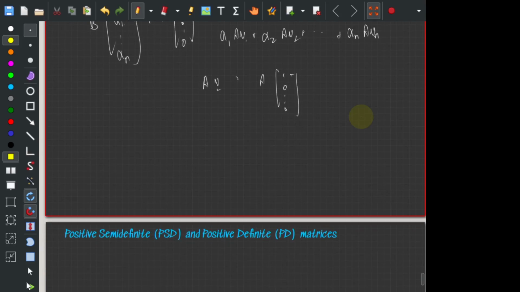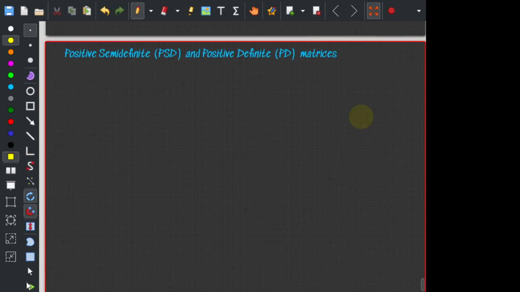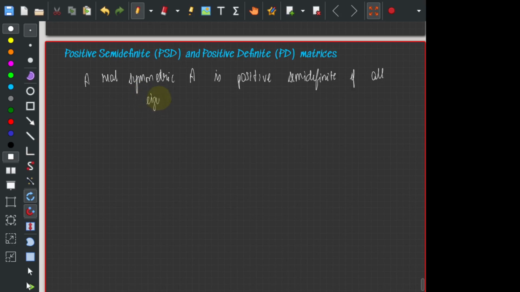Okay, so this means that symmetric matrices have some nice properties. We'll look at an even more specific subclass of symmetric matrices, the class of positive semi-definite matrices. I'd say that a real symmetric matrix A is positive semi-definite if all its eigenvalues are non-negative.